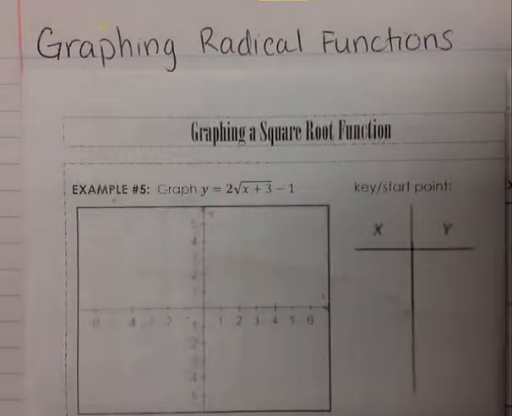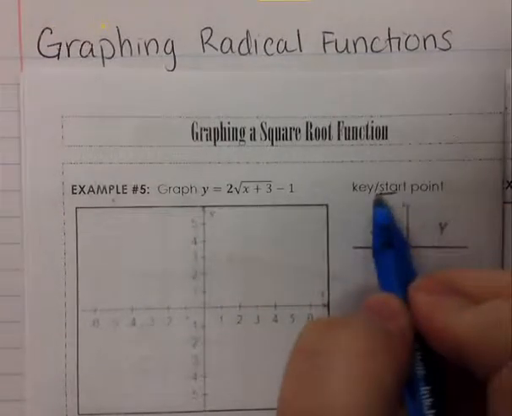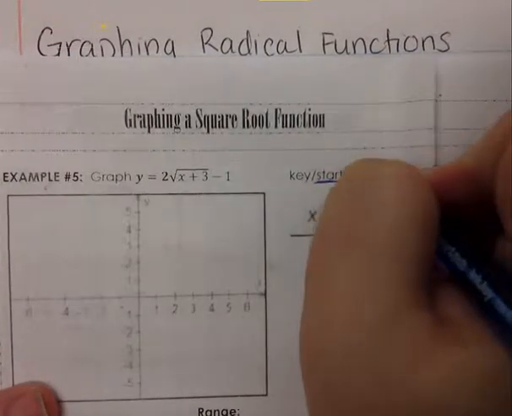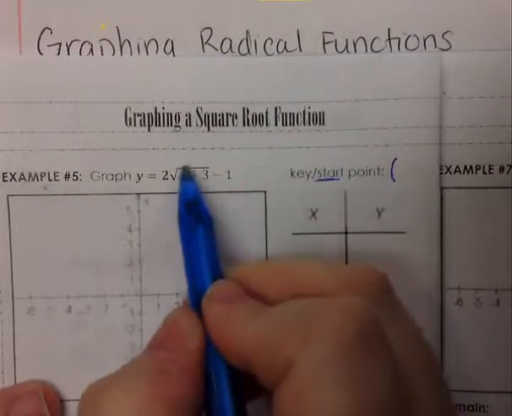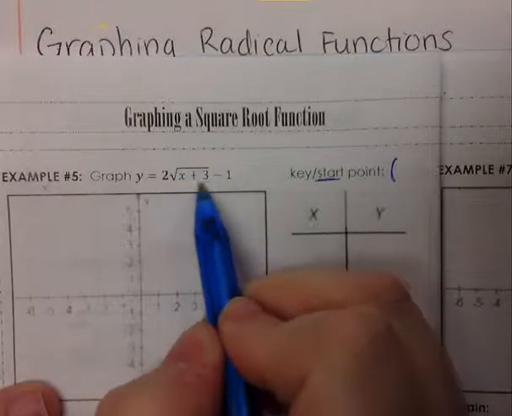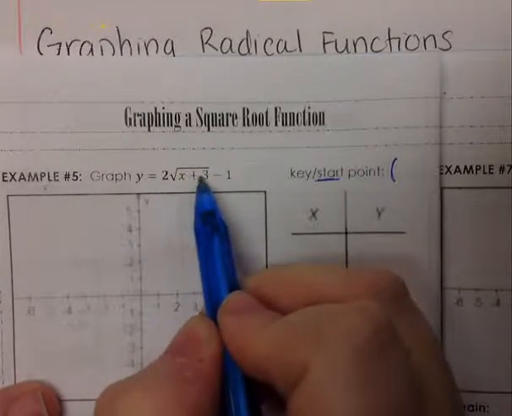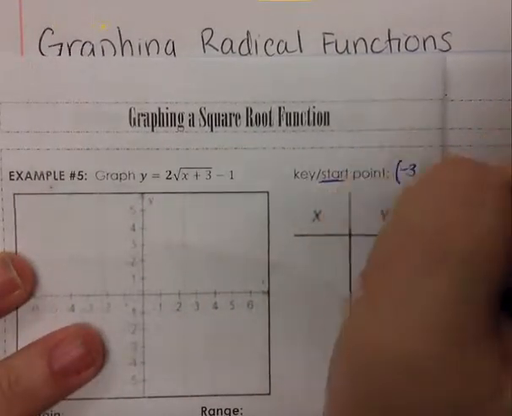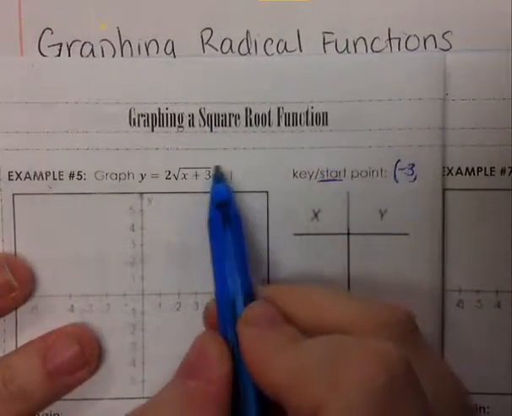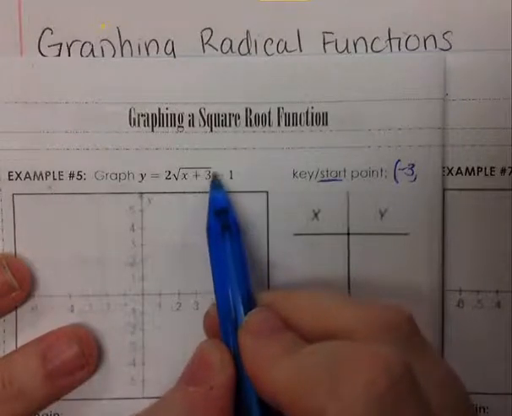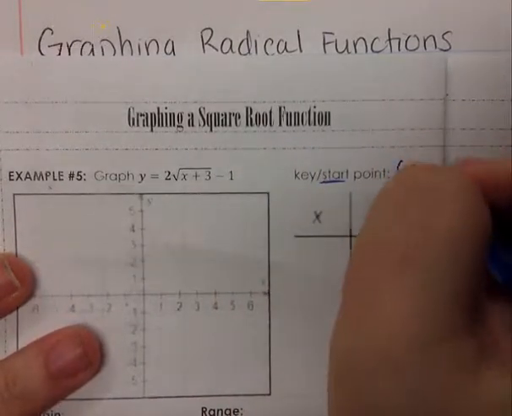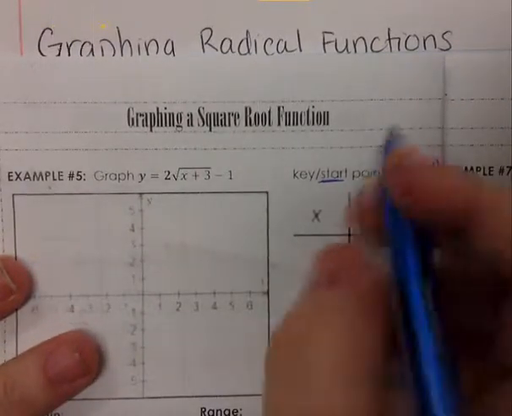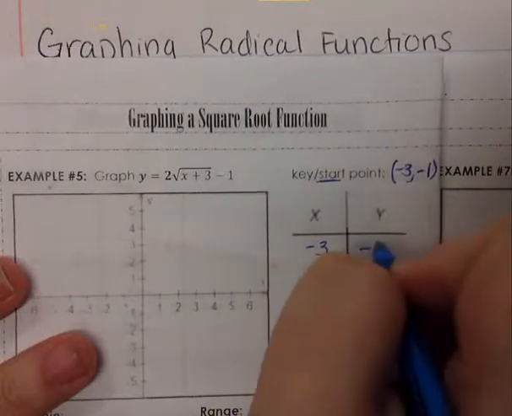Since it is a square root, we do have a start point. And our start point still comes from our h and our k. So our h value is from inside the radical. What will make the inside equal to 0? We want negative 3 plus 3 gives us 0. So the h value is actually negative 3, comma. And then our k value is what's added or subtracted to the outside, which is negative 1. So again, this is our start point. We put negative 3, negative 1 as our first coordinate.